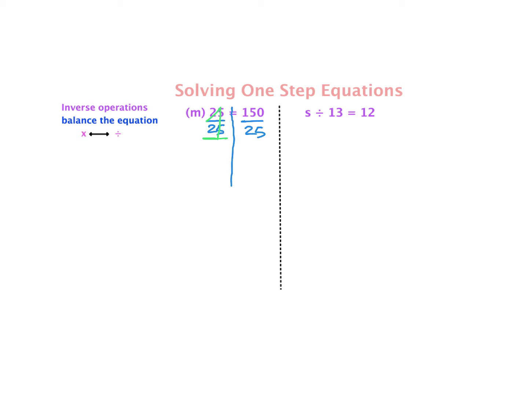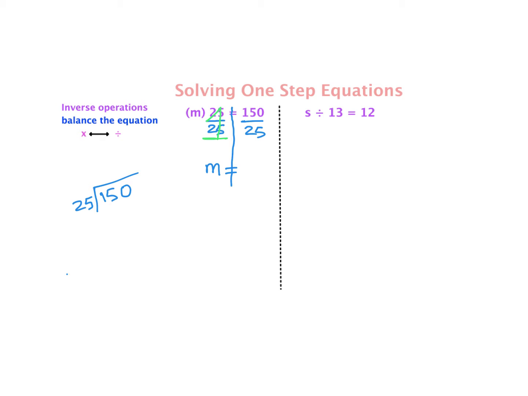So I'm going to write m equals. What is 150 divided by 25? Let's set it up. 150 divided by 25. I can't divide 1 by 25 because 25 is larger than 1. And I can't divide 5 by 25, not equally anyway, or 15 by 25 because 25 is larger than 15.